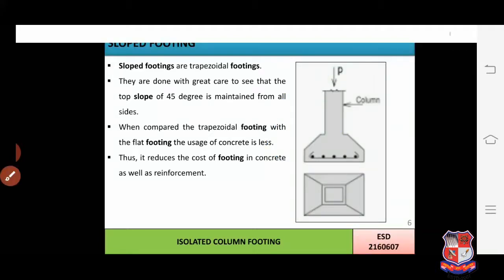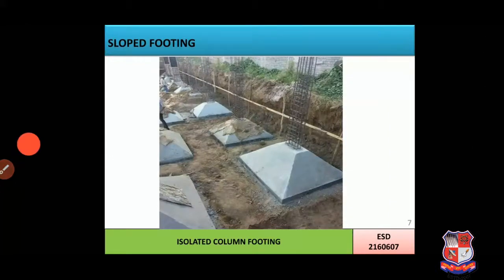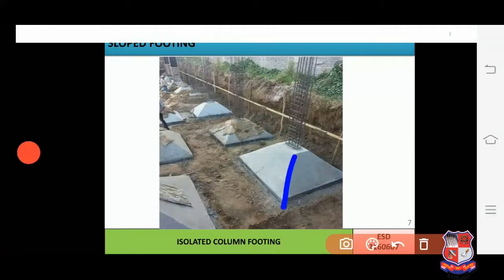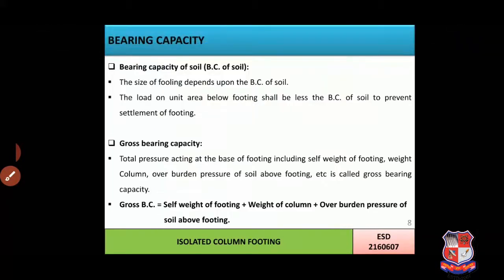Now next, these are some of the figures of the slope footing. We can see over here that from the ground surface, these 45 degree slopes are maintained with the ground, and this one is our column. Now, bearing capacity of the soil.